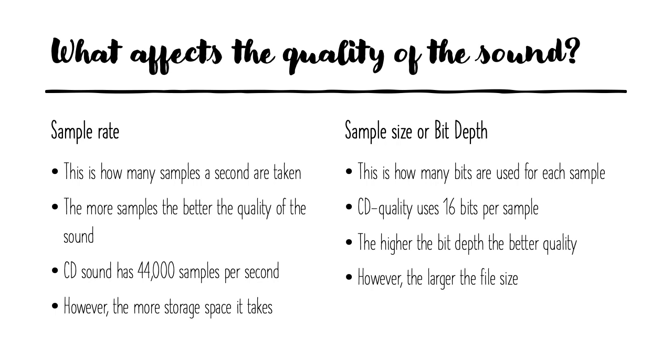The other factor that affects the quality of the sound is the sample size or the bit depth. Now, this is determined by how many bits are used to represent each of those individual samples. CD quality sound uses a sample size or a bit depth of 16 bits per sample. And again, the higher the bit depth, the better the quality of the sound. But of course, because you're storing more bits per sample, the file size of the sound file will be larger if the bit depth or the sample size is larger.